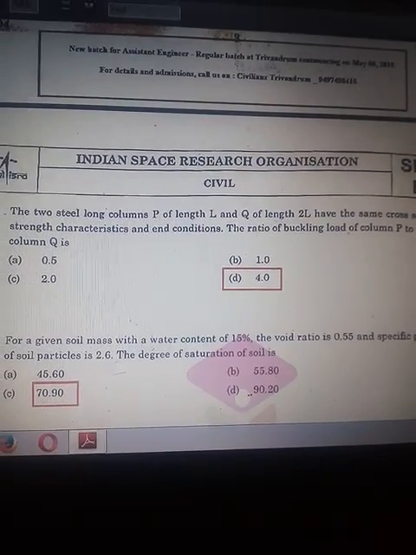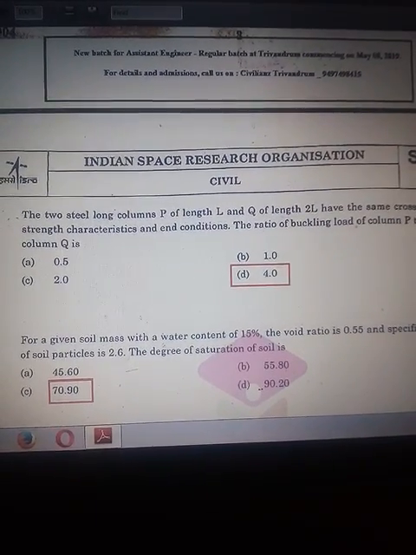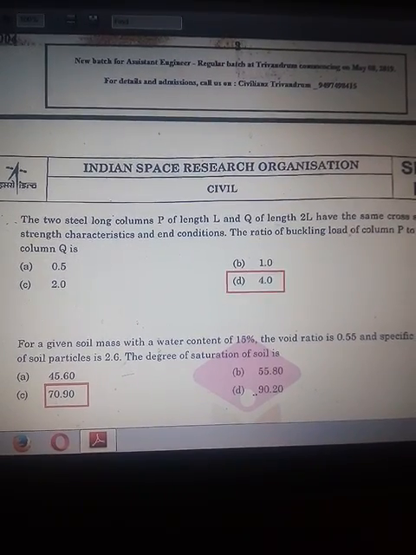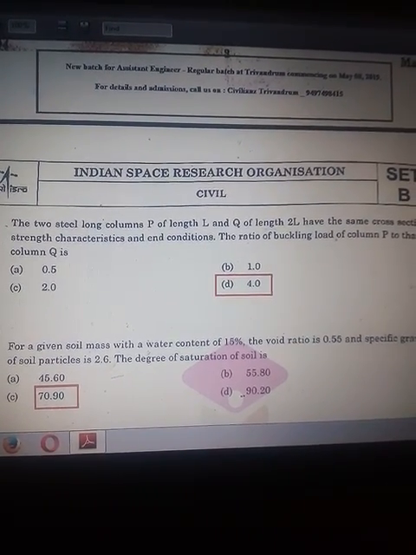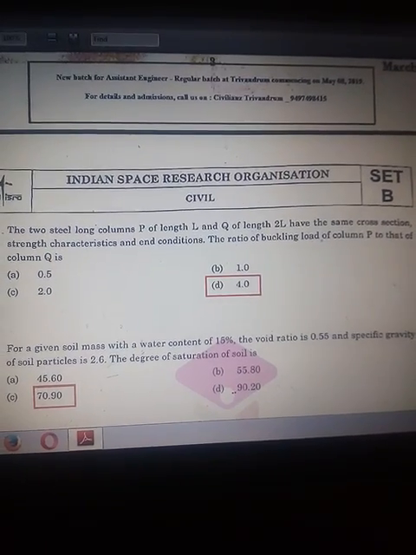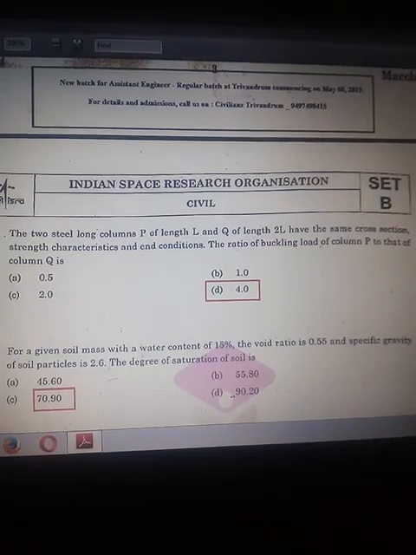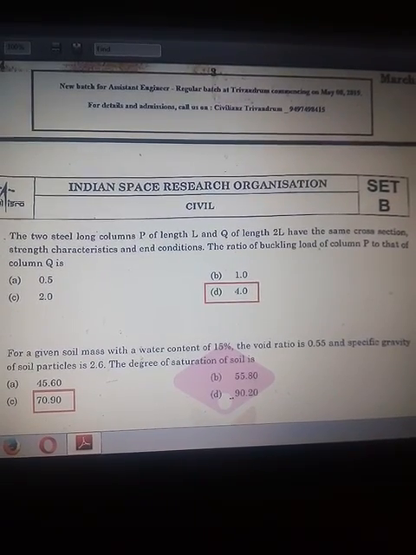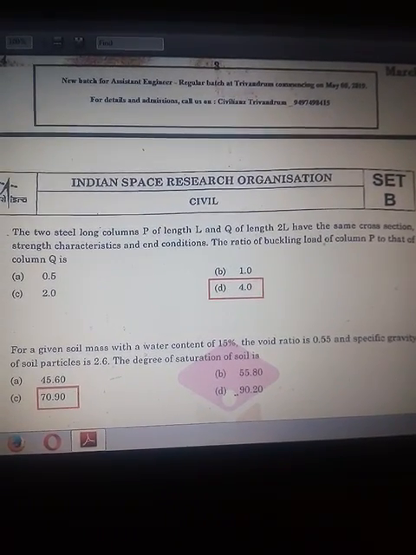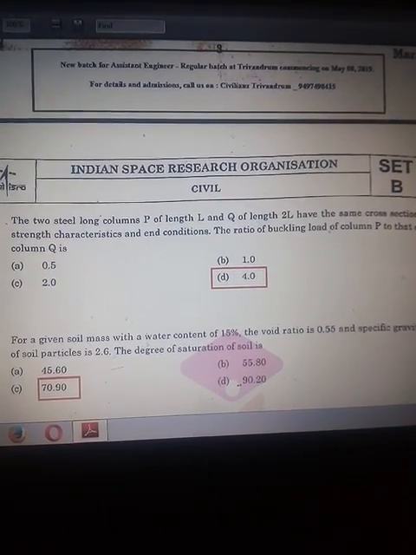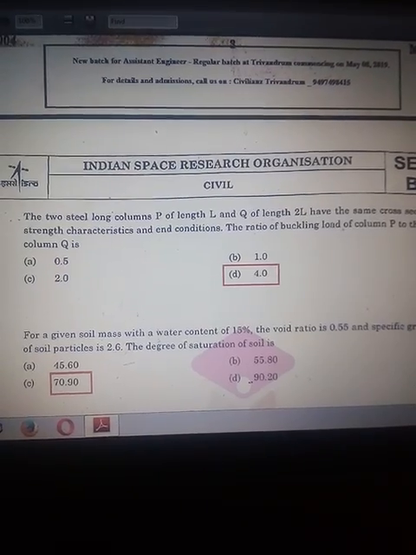Now next question, two steel long columns P of length L and Q of length 2L have the same cross section, strength characteristics and conditions. The ratio of buckling load of column P to that of column Q is 0.5, 2, 1 and 4. So the right answer of this question will be D, 4.